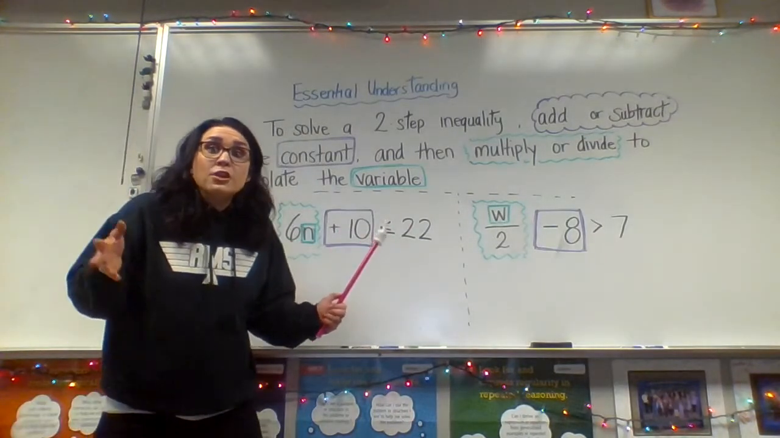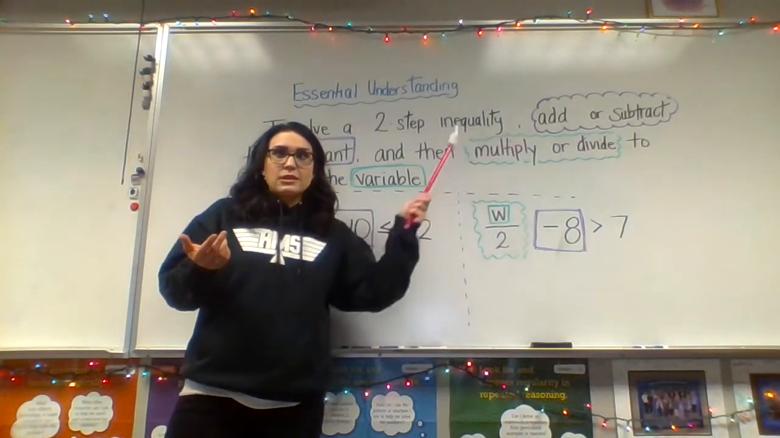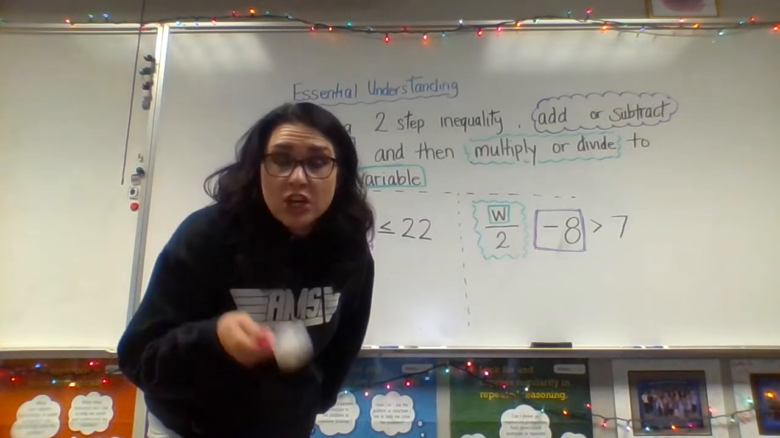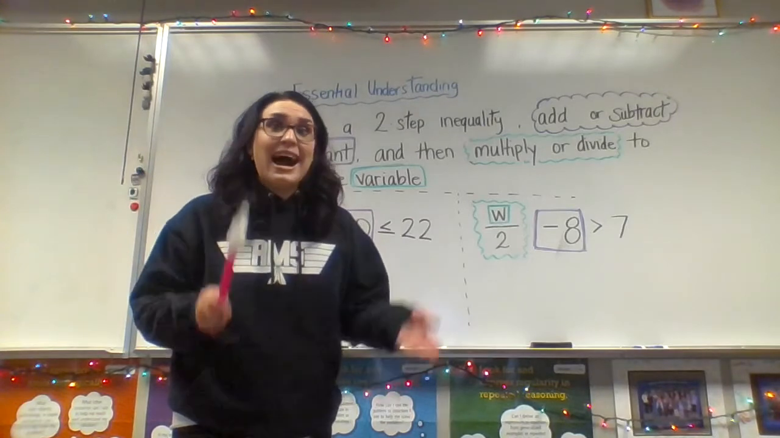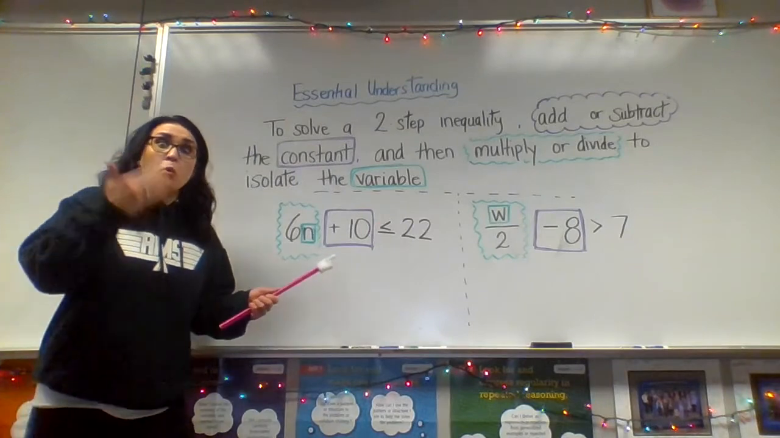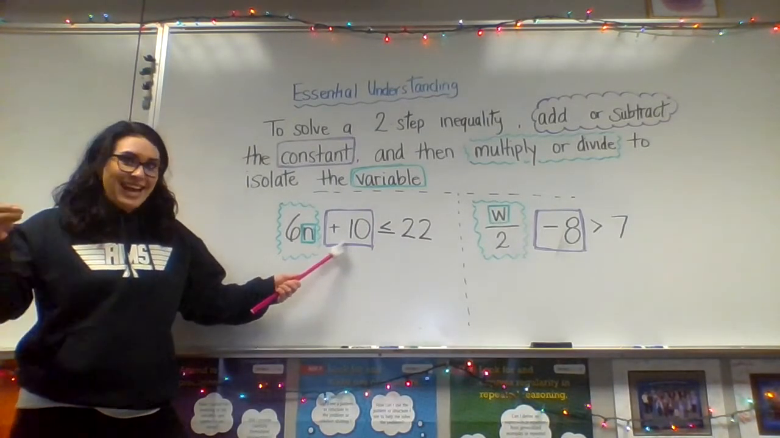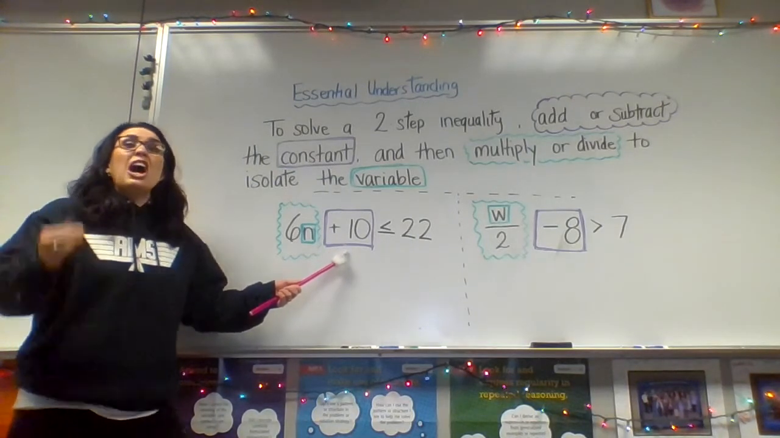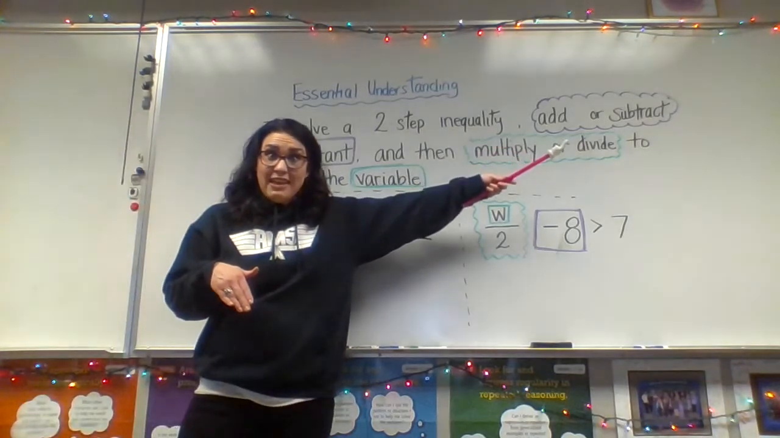Now you're probably wondering, hey, Mrs. Schlecht, it says or, right? Add or subtract, multiply or divide. How do I know which one I'm supposed to be doing? Great question. Remember when we talked about the inverse operations, right? The opposite. So what we want to do is undo what we did, okay? For example, over here, we originally added 10, but I want the inverse operation of that. So how do you undo adding 10? You would subtract 10 in that case, right?